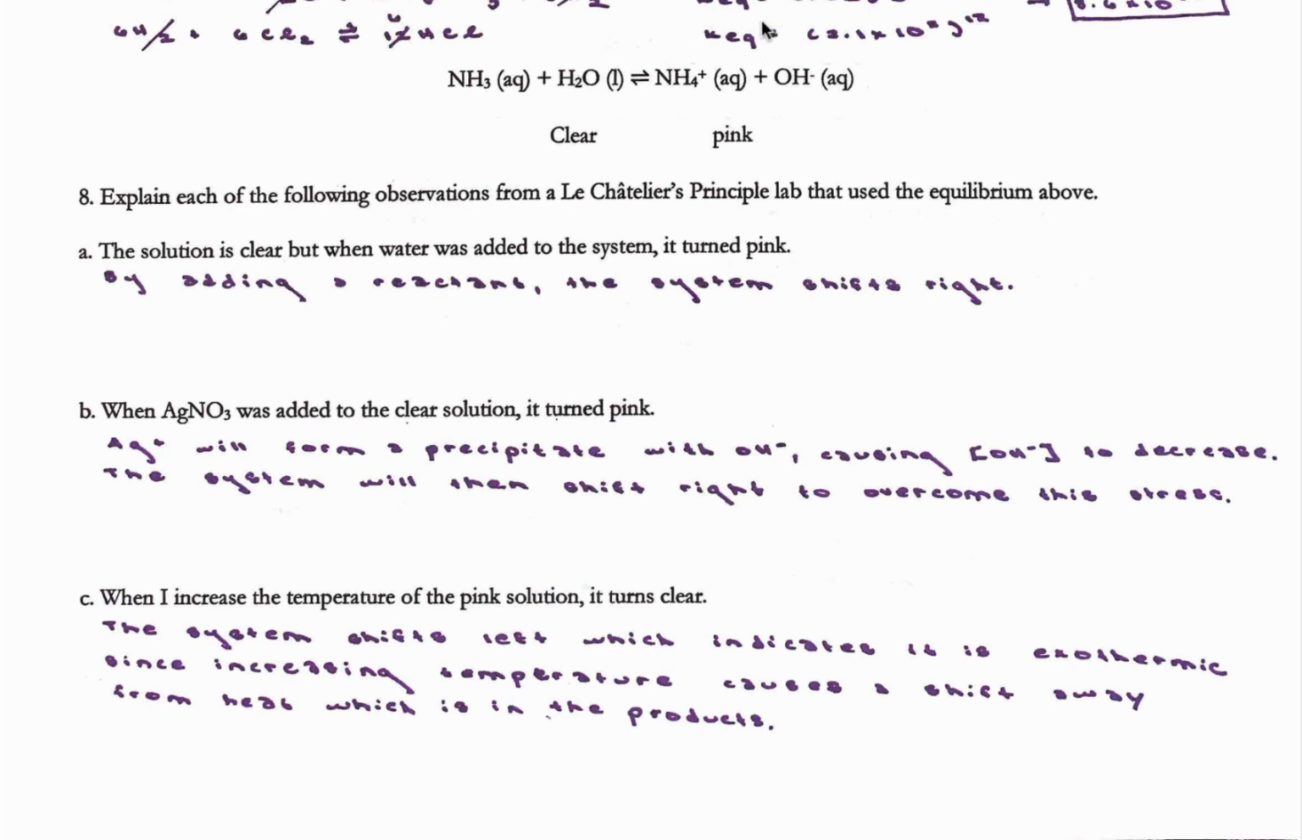For B, you're adding silver nitrate. Remember, if you're adding silver nitrate, it might seem completely out of the blue and that it wouldn't affect your equilibrium. But it does, and the reason why it does is by adding AgNO3, you're adding Ag+. And so Ag+ will form a precipitate with OH-. It's going to form AgOH, so it's going to form a solid, which is going to remove hydroxide from the solution. It's going to decrease the concentration of hydroxide. And since the concentration of hydroxide is decreasing, that's going to cause a shift to the right.